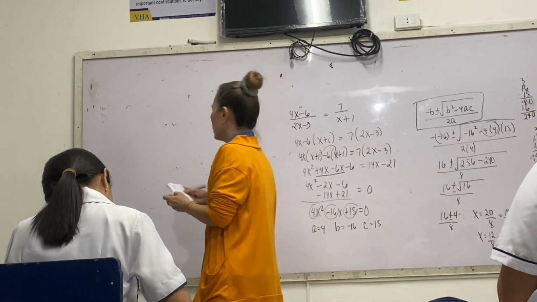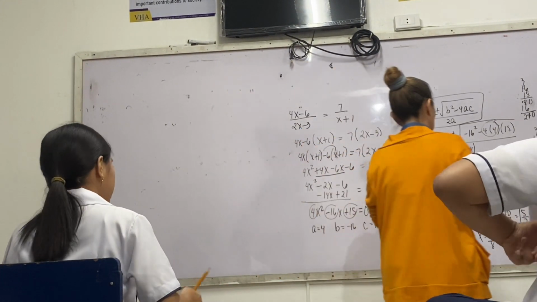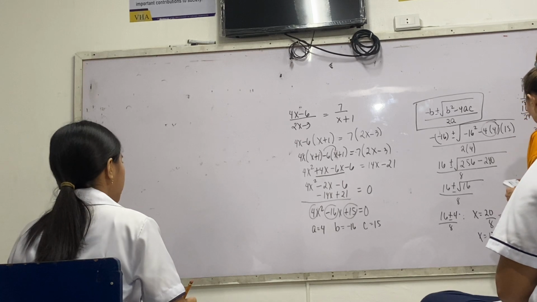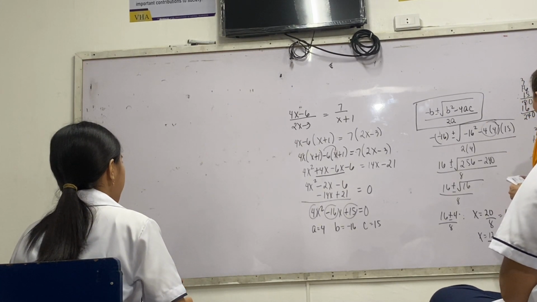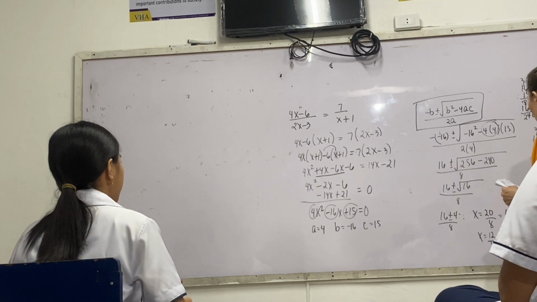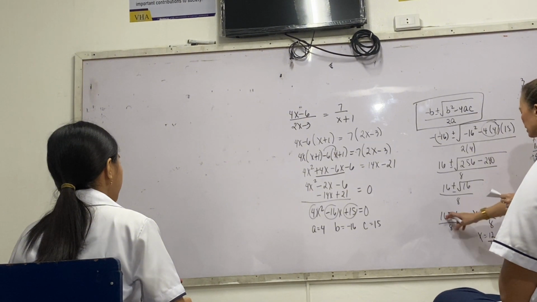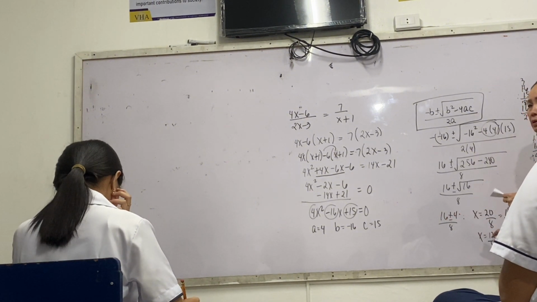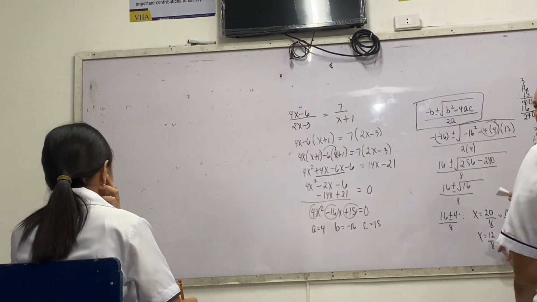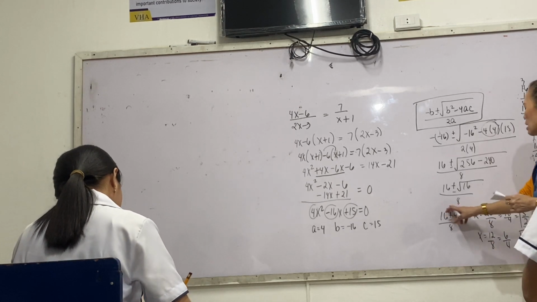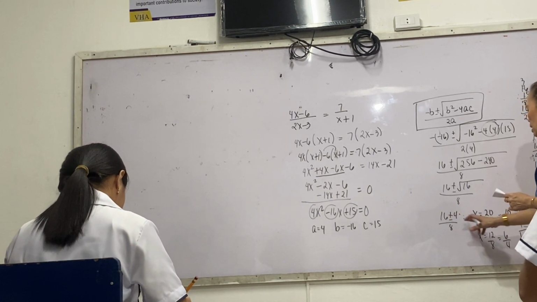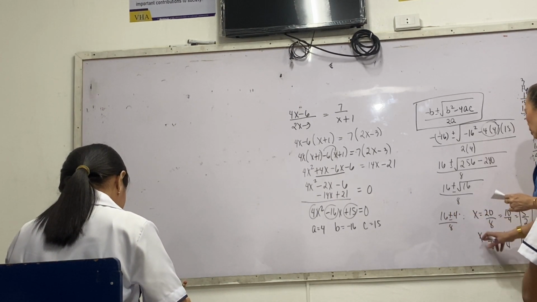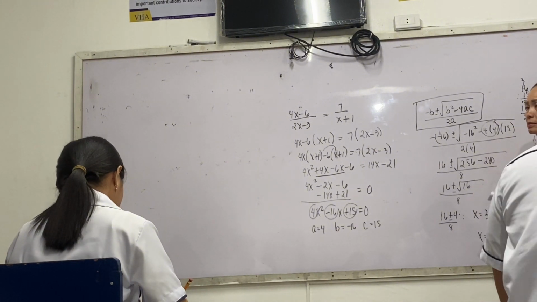Yes po. Alin po? 12. 16 minus 4 is 12 over 8. Yung isa po, 16 plus 4, 20 over 8. Yung isa naman po, 16 minus 4, 12 over 8.